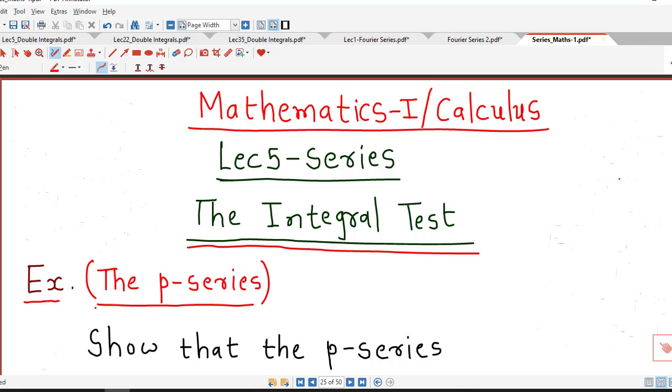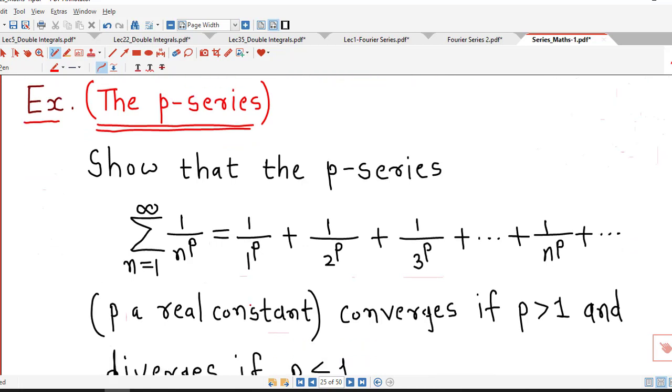So we are going to discuss one important series known as the P series. The P series is the series sigma 1 over n raised to p, n equal to 1 to infinity, where p is a real constant. Due to this p power of n, every term has p power in the denominator: 1 over 1 raised to p plus 1 over 2 raised to p plus 1 over 3 raised to p and so on. The nth term is 1 over n raised to p. Due to these p powers, this series is known as the P series.